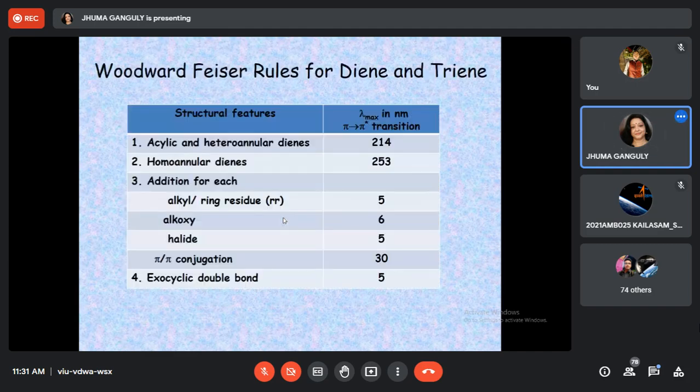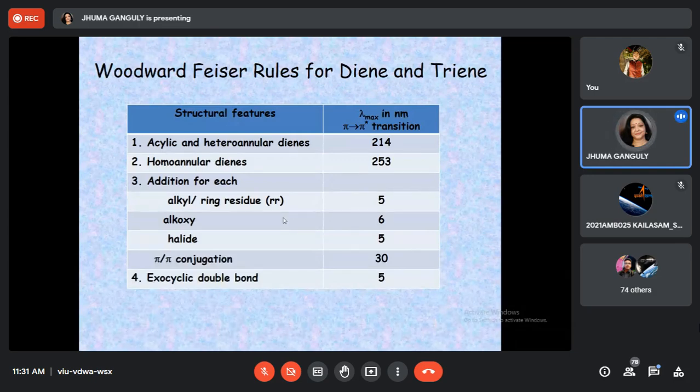Now go to the application part. That is the principle I mentioned. Now, we need some rules to understand for calculation purposes.